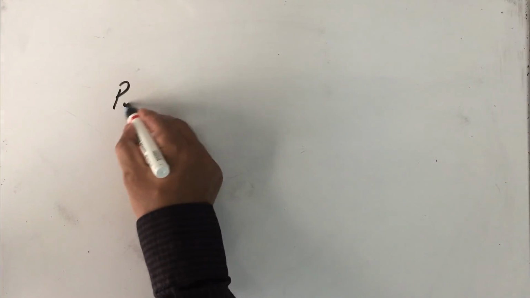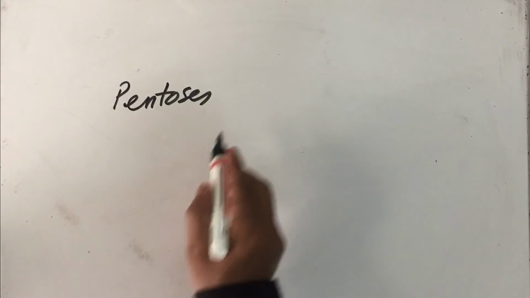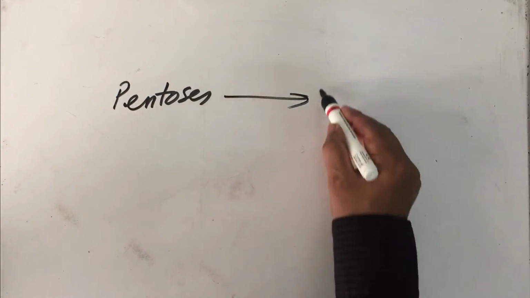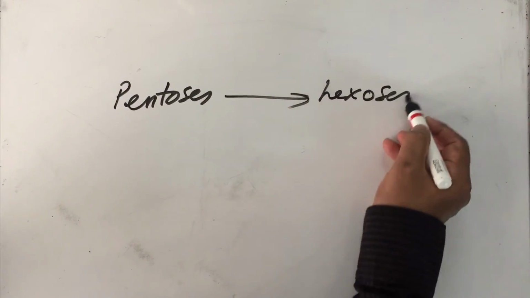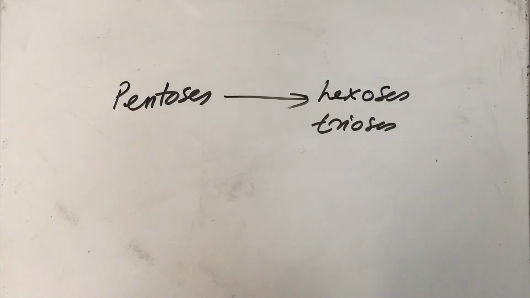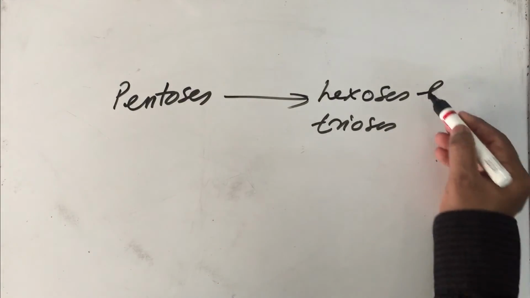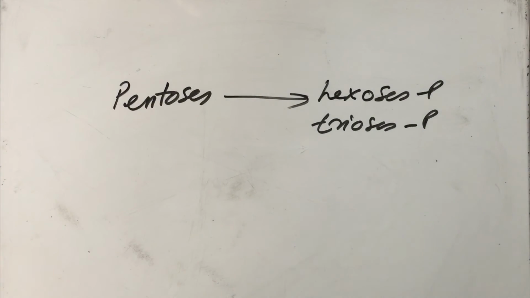Pentose is the next carbohydrate that will enter into glycolytic pathway. Now pentoses will be converted to either hexoses or trioses. So we will be looking at how pentoses can be converted to either hexose phosphates or triose phosphates when we deal with the pentose phosphate pathway.